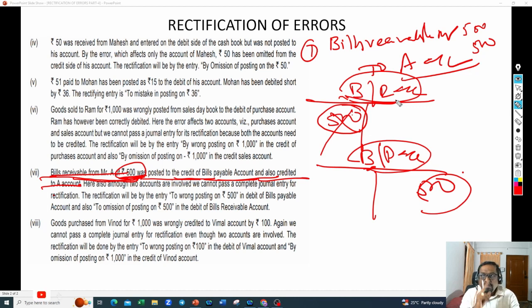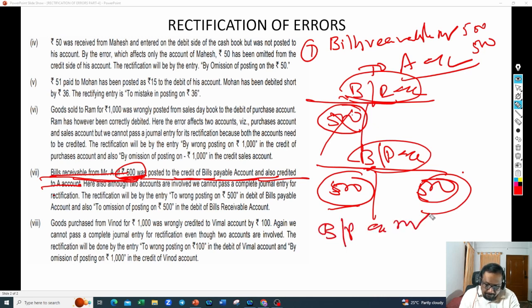Now, since multiple accounts are there, can we prepare a complete entry? See, to rectify the bills payable account, you need to debit bills payable. Correct? Bills receivable was not debited previously, you need to debit it now. So bills receivable account also you need to debit. 500, 500. Where is the credit? Bills payable account you are debiting, bills receivable account you are debiting.